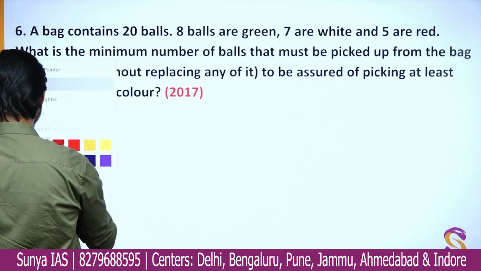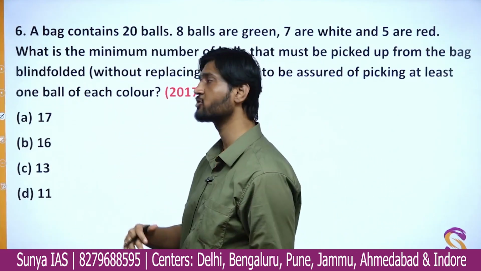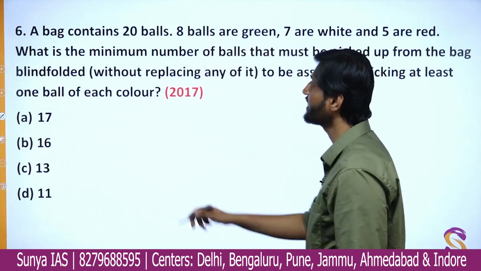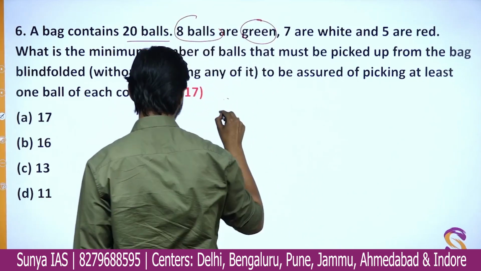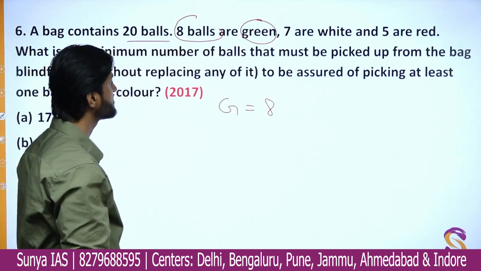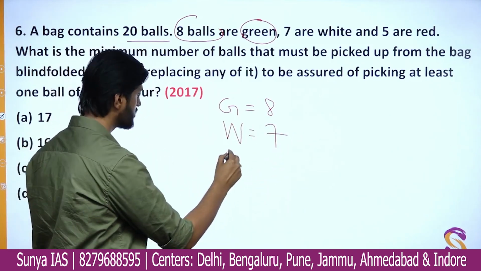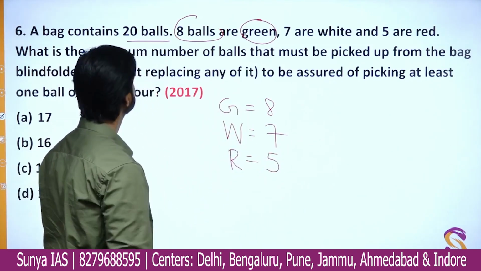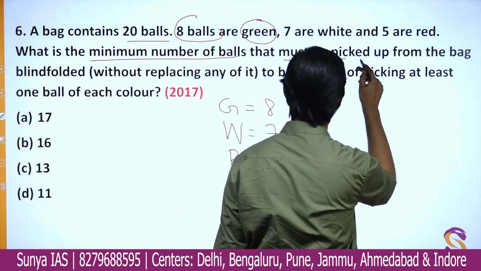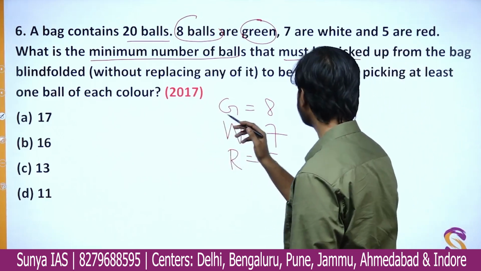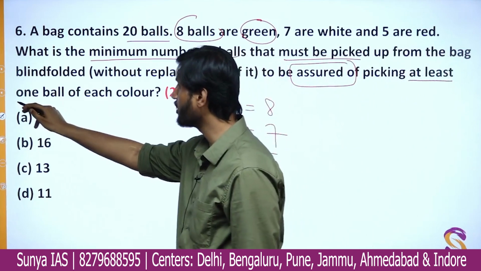This question is slightly off the topic, and it is actually requiring some thinking or brainstorming on your part. So the question says, a bag contains 20 balls. Now 8 balls are green, so we have green balls as 8. Then we have 7 balls as white, so white balls are 7. And 5 balls are red, so red balls are nothing but 5 in number. What is the minimum number of balls that must be picked from the bag without replacing to be assured that he is picking at least 1 ball of each color?